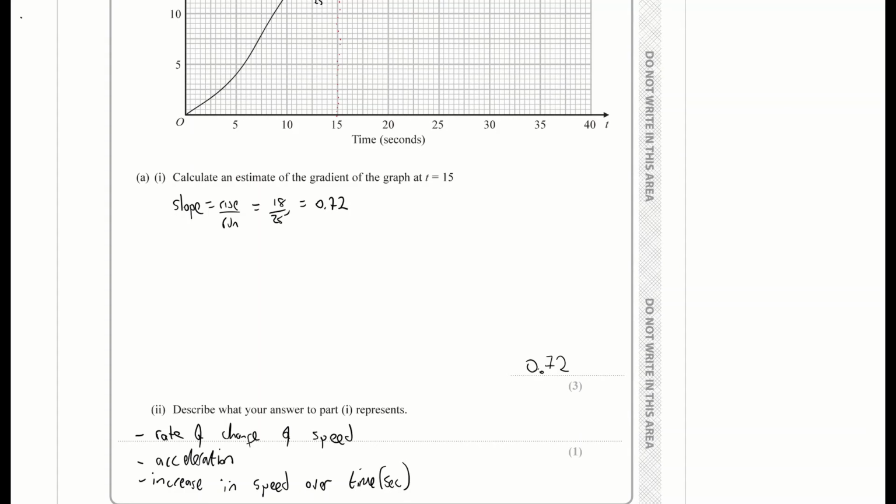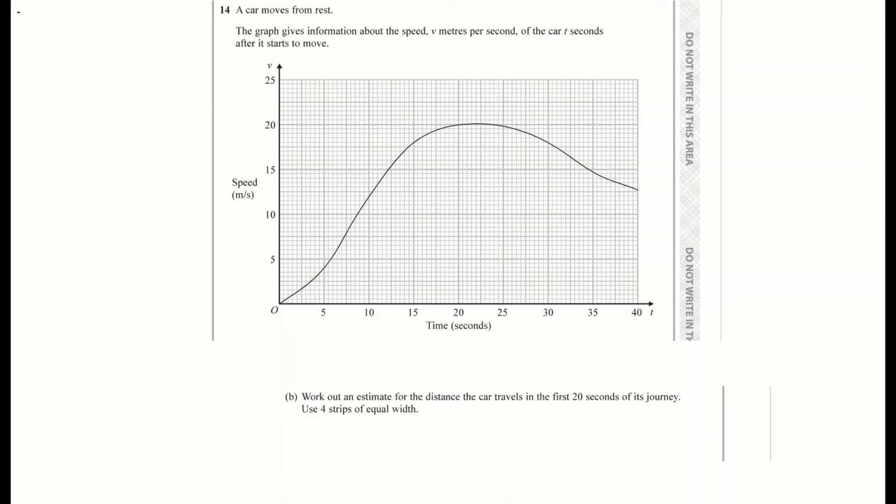Looking at part three now to this question. It's saying to work out an estimate for the distance the car traveled in the first 20 seconds of its journey. So let's first of all find out where is this first 20 seconds of its journey. So I'm just going to draw a line where T is 20 seconds. So that's the line you can see there in green that I've drawn at T is equal to 20. It wants us to use four strips. So what I'm going to do now is connect 15 seconds to the graph, 10 seconds to the graph, 5 seconds to the graph, and 0 to the graph.